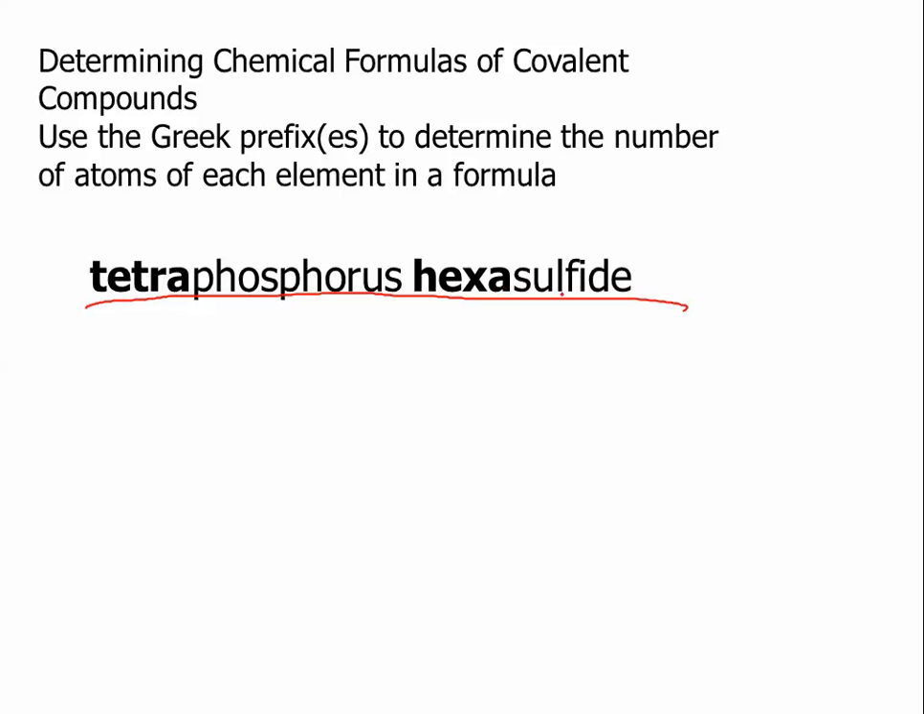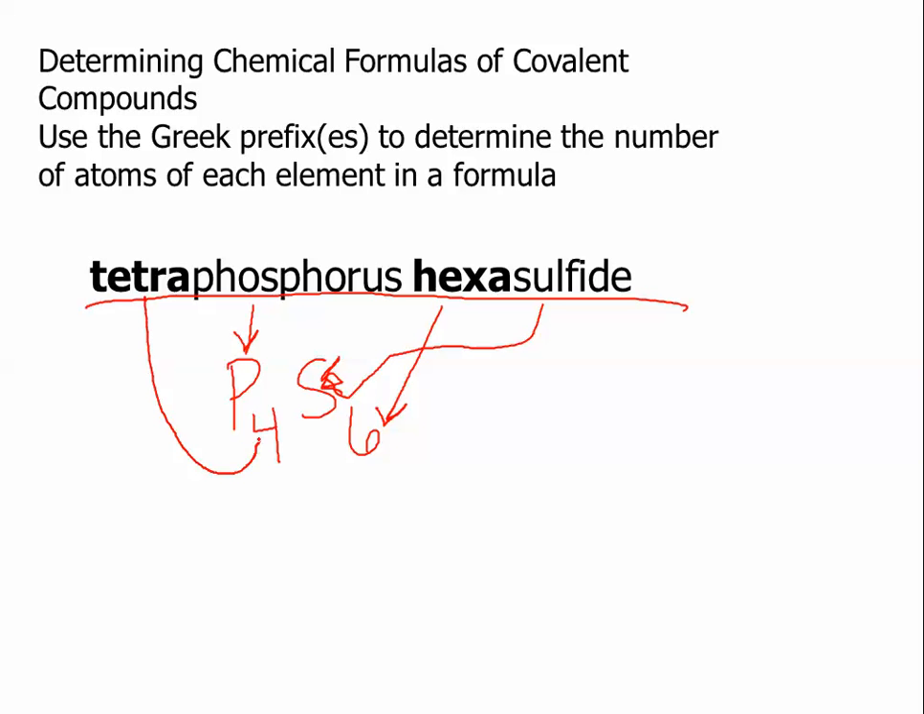So tetraphosphorus hexasulfide. There are 2 elements. We have phosphorus, so we write a P. Tetra means it has a subscript of 4. Hexasulfide, so sulfide is S. Hexa means we have 6, so the subscript is 6. Sulfide points towards the sulfur. Phosphorus tells us it's P. Tetra means we have 4. So that's where everything comes from.